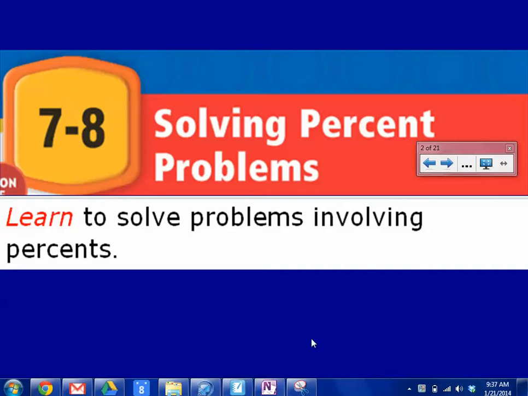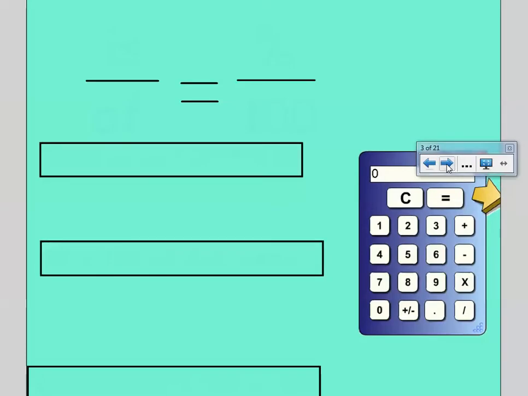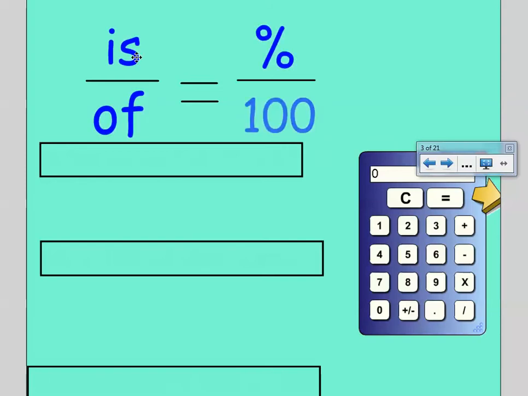So today we're going to be working with that percent proportion that we learned from the last video. Let's quickly review what that looks like. So what we have is our keywords again: is over of equals percent over 100. So add that into the proportion that's set up at the top of your page. Fill those four words in.